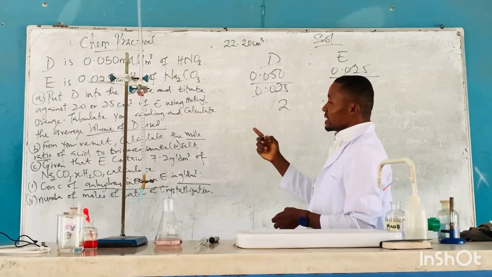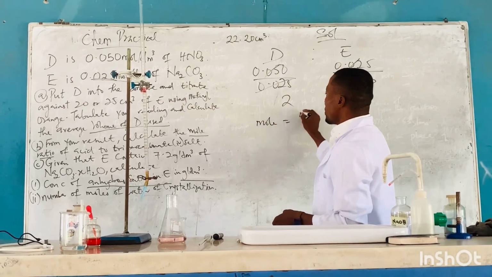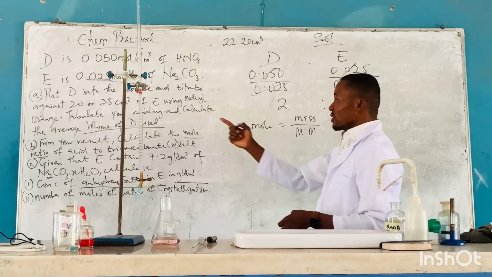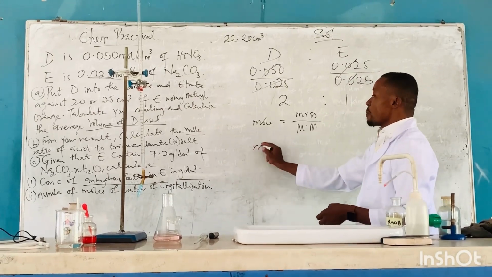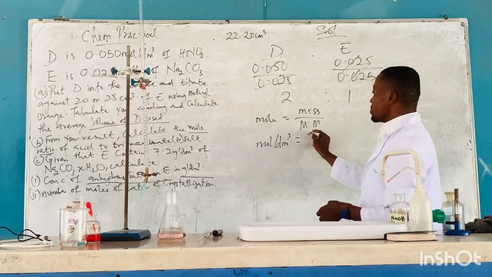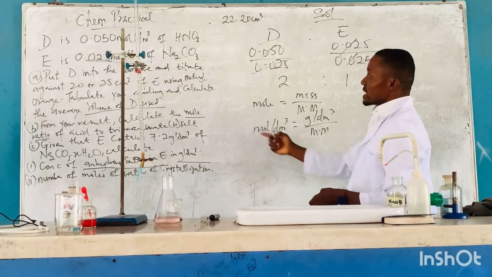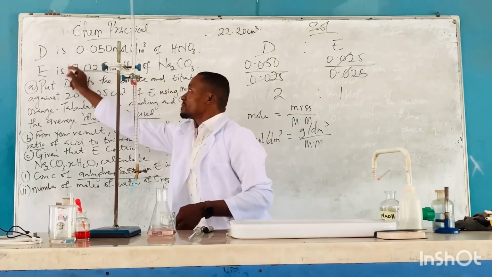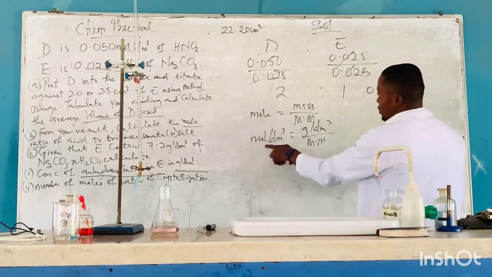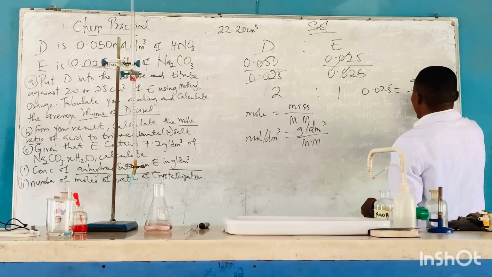Now, if you are solving this, you just apply your formula. Remember the formula that says mole is equal to mass over molar mass. I can convert this now to this formula. Mole, which means mole per dm3, because we are looking at concentration. Mass, which means gram per dm3, over molar mass. So in this case I have my mole per dm3 as this. I bring my mole per dm3, 0.025 is equal to gram per dm3 over molar mass.